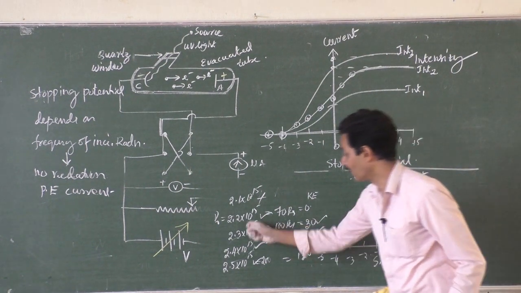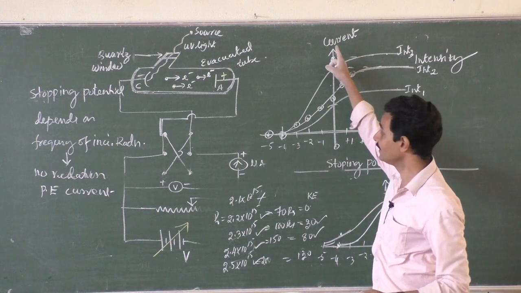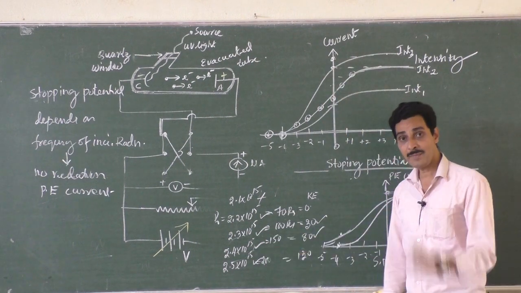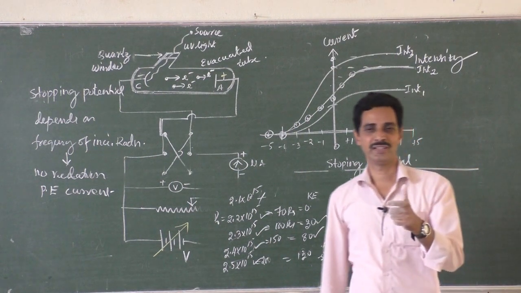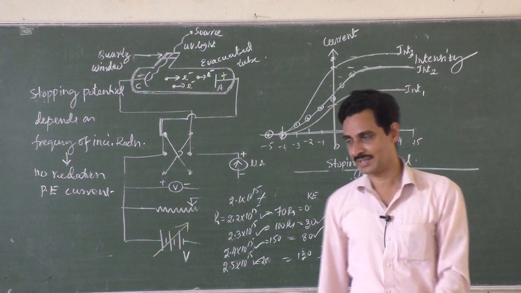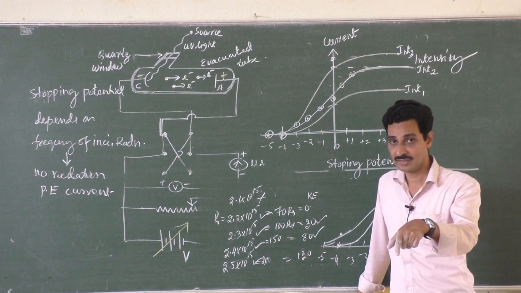You have changed the frequency. You have not changed the intensity, the brightness, because brightness decides current. You have not changed brightness. Same brightness, different frequency. Hope you are following. So the same intensity light, but with different frequency, is incident. You get the same number of electrons, but they are energetic.